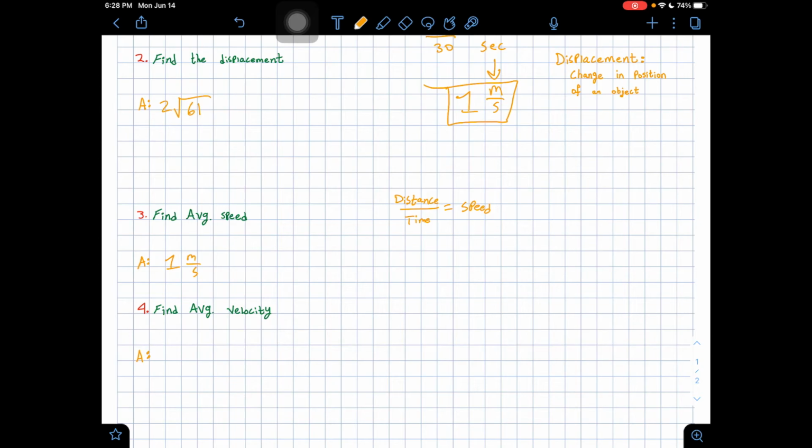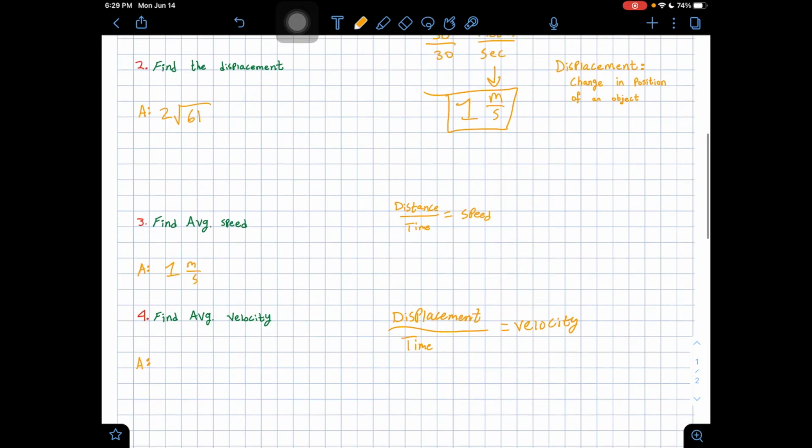Finally, we have number 4, which says to find the average velocity. Well, a lot of people get velocity and speed confused, and some people think that they're the same thing. The difference between speed and velocity is dealing with displacement instead of distance. So it's just displacement over time equals velocity. That's the main difference, and hopefully you guys don't get it confused.